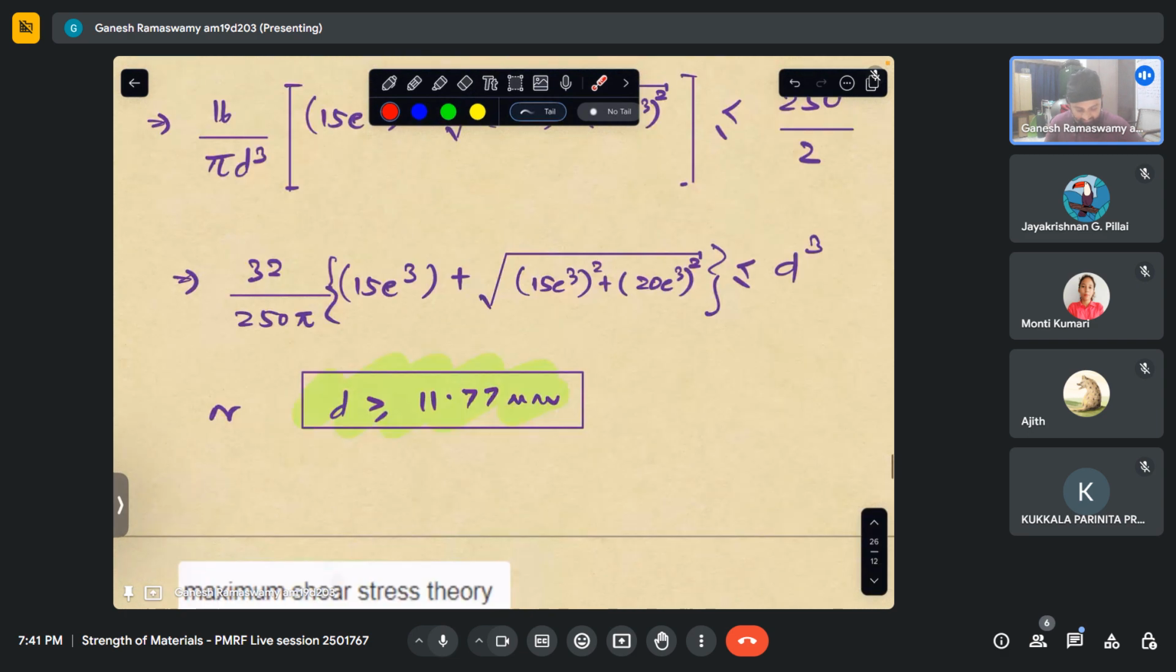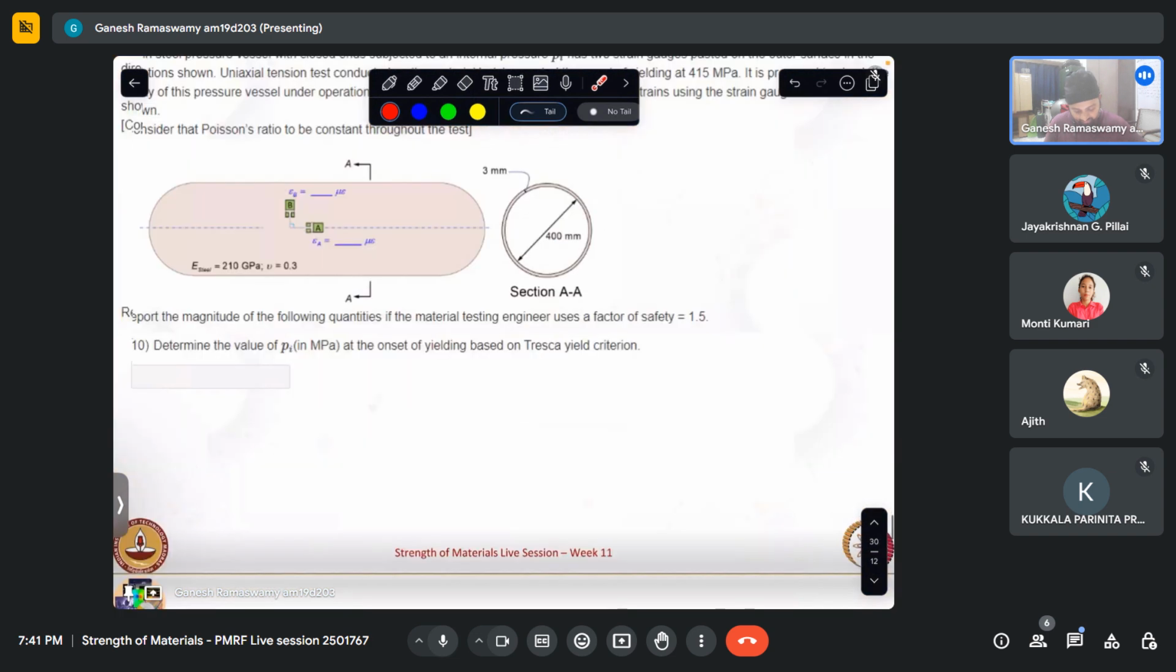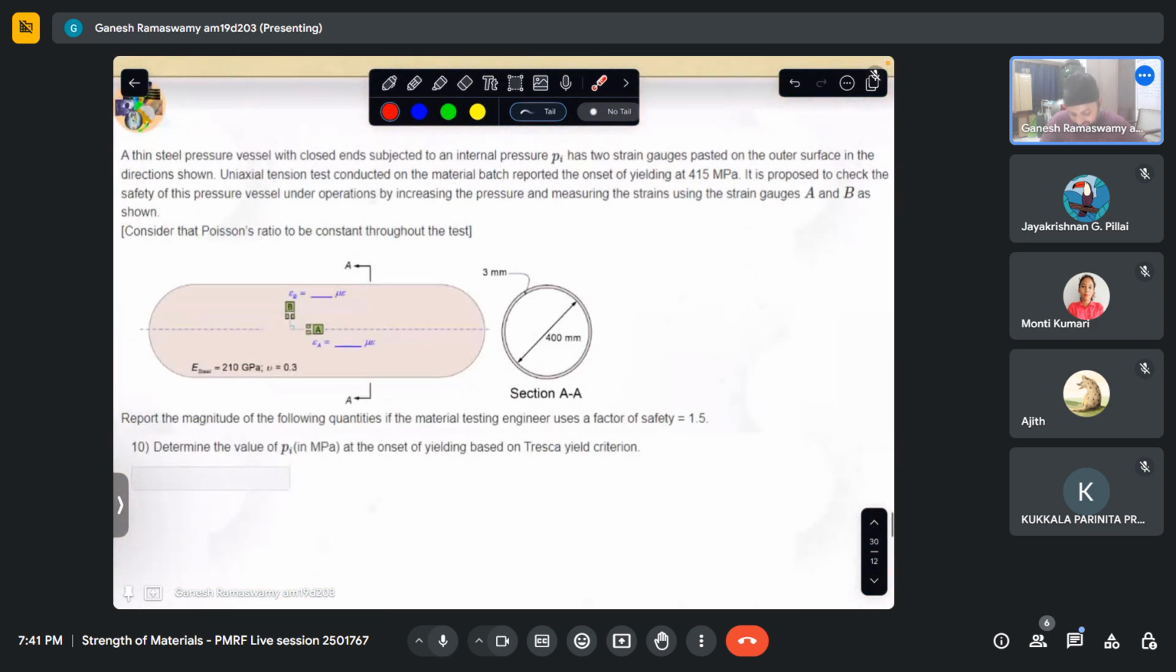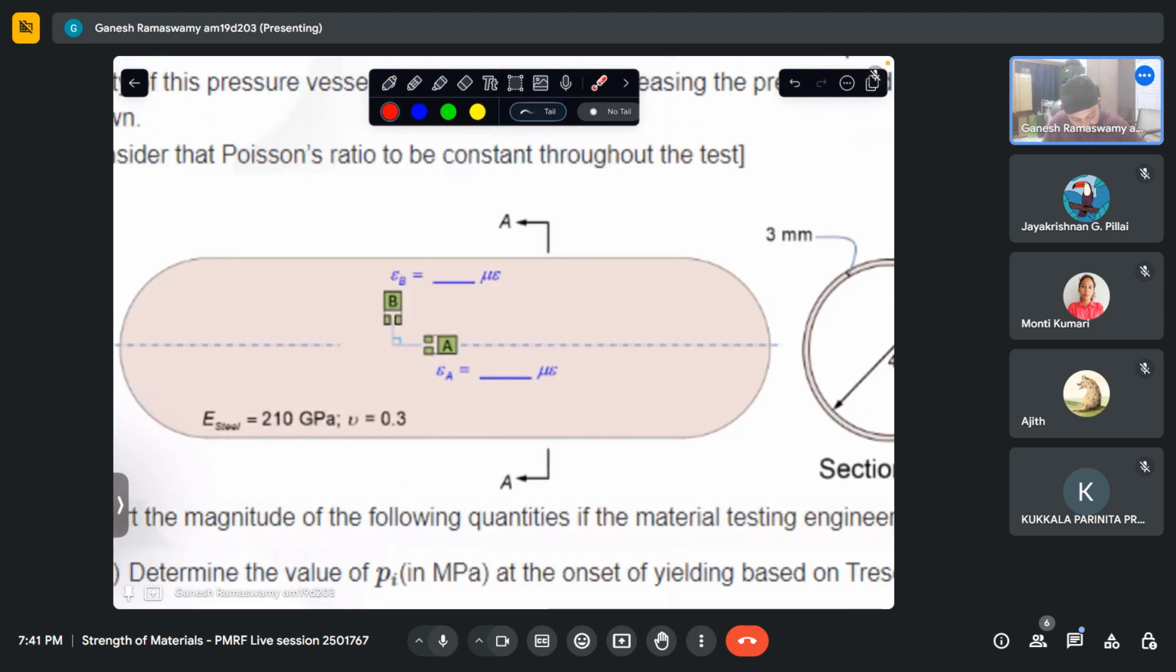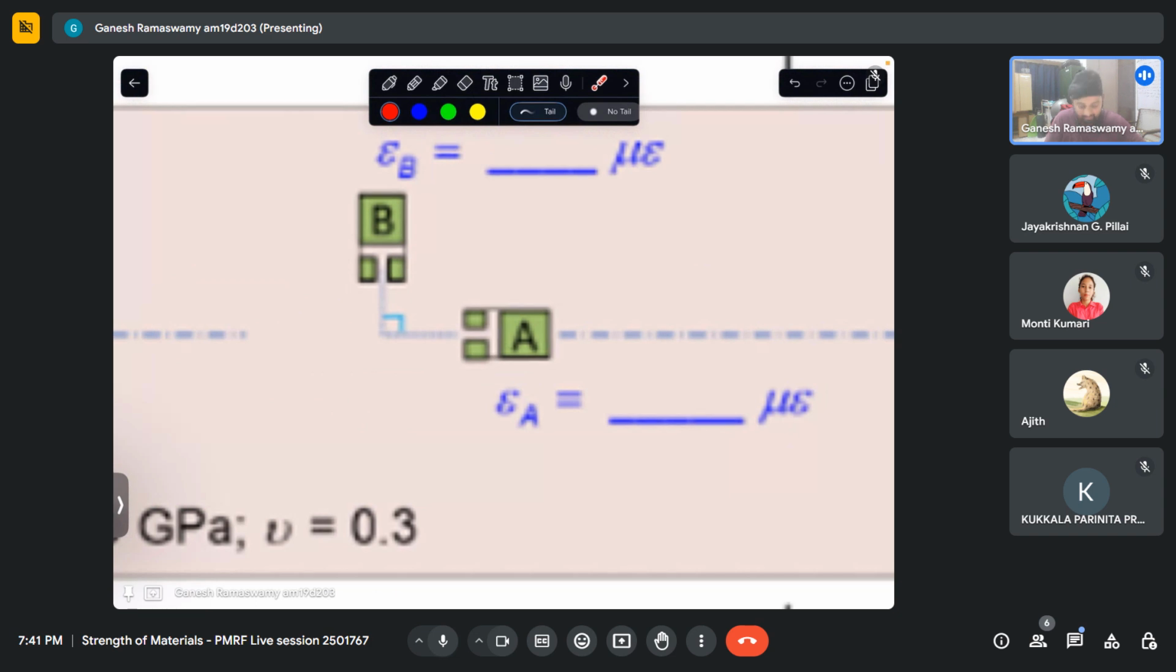A thin steel pressure vessel with closed ends is subjected to an internal pressure Pi. So we have a pressure vessel subjected to internal pressure and two strain gauges. Far away from the ends, we have two strain gauges. As we discussed earlier, since we cannot stack one strain gauge over the other, it's a T rosette which is pasted with some small distance between the points, but with the understanding that strain gauges A and B are actually measuring strain at that very point along their gauge length.